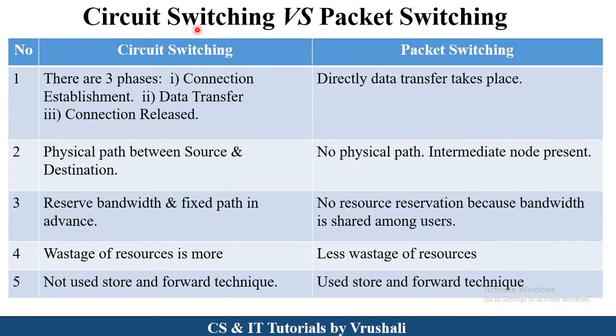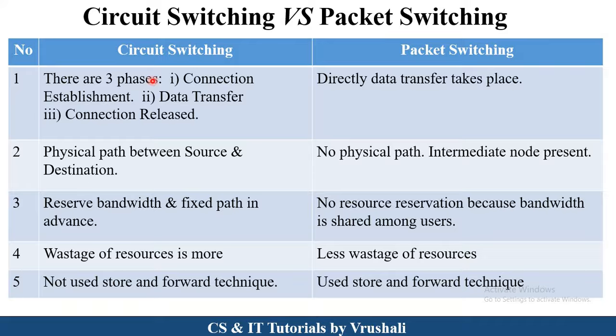Now the next is difference between circuit and packet switching. From your exam point of view, this is one of the most important questions. In circuit switching, a total of three phases are required: establish the connection, data transfer, and connection release. In packet switching, they can directly transfer the data from source to destination. In circuit switching there is a physical path between source and destination, and in packet switching, no physical path is present. There are different intermediate nodes, with no direct connection between the source and the destination.